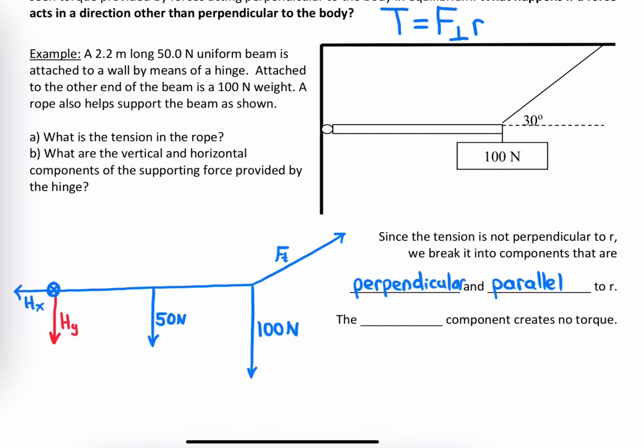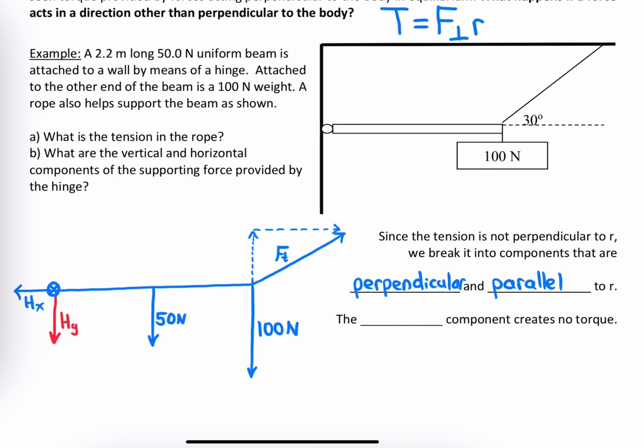So let's see what that looks like. That'll look like one component like this, that's perpendicular to R, and one component like this, and that one is parallel to R. So although FT was at a weird angle to the distance from the pivot, this component is nice and perpendicular to the distance, and this component is totally parallel to the distance from the pivot.